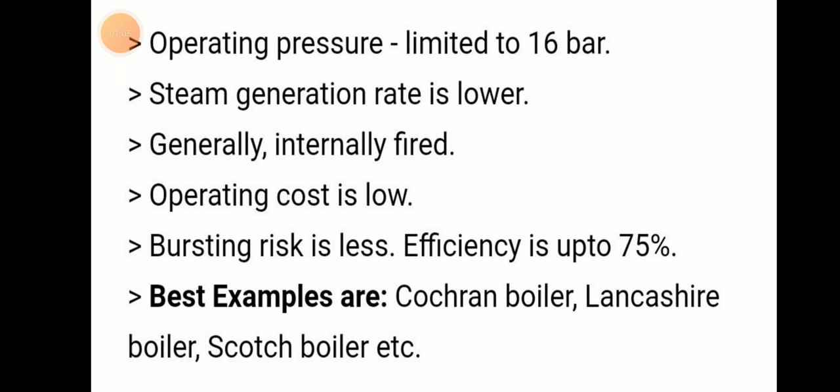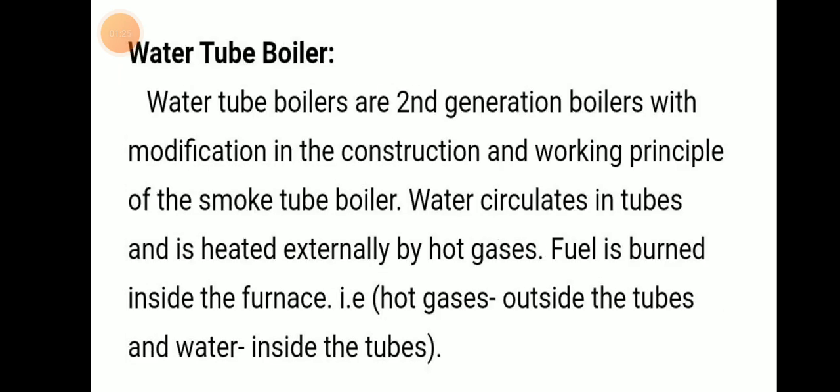So here the operating pressure is limited to 16 bar, the steam generation rate is lower, generally it is internally fired, operation cost is low, bursting risk is less and efficiency is up to 75% only. The best examples of this type of boiler, the fire tube or smoke tube boiler, are the Cochran boiler, Lancashire boiler and Scotch boiler. Then let's look at the water tube boiler.